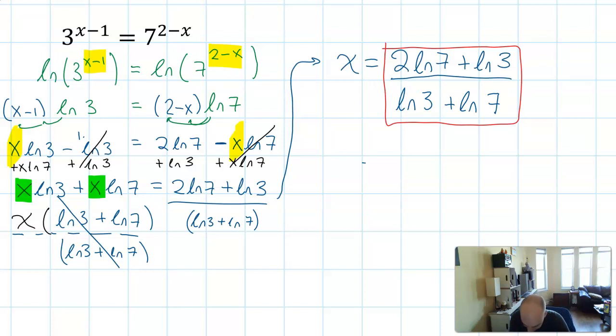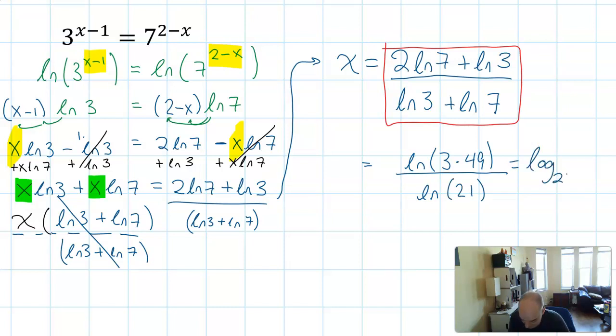We're going to kind of condense this, though. 2 natural log 7 is natural log 49, and then plus natural log 3. So that's the same as natural log of 3 times 49, whatever that is, 147, over natural log 21. And again, we could then use change of base to say that's the same as log base 21 of 147. And again, everybody that solves this problem will get the same result if you simplify it to a single log.